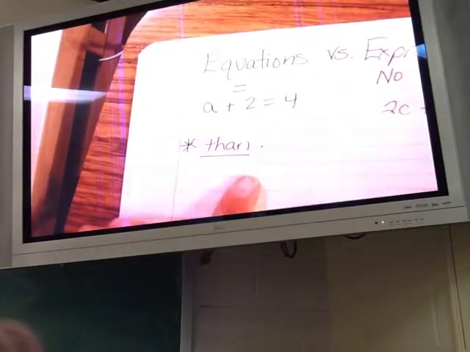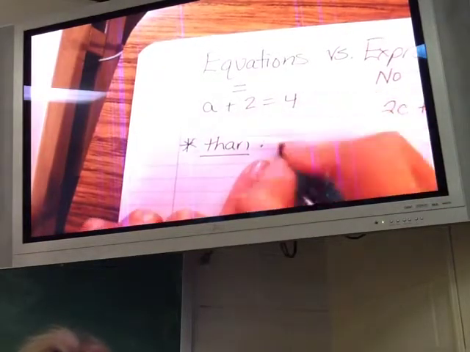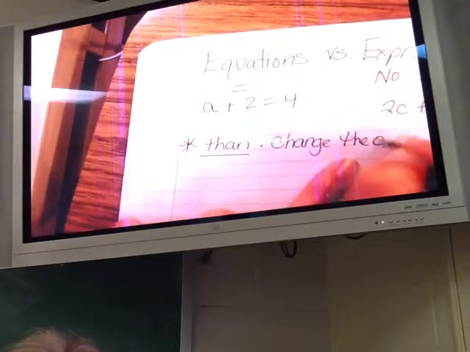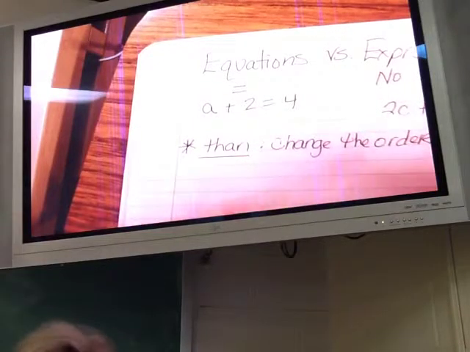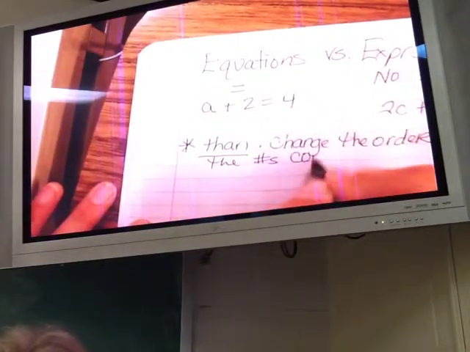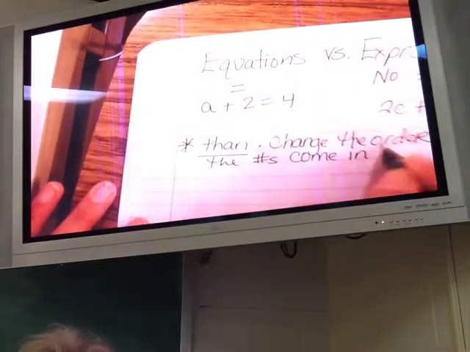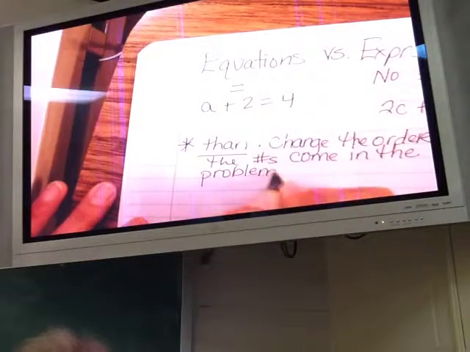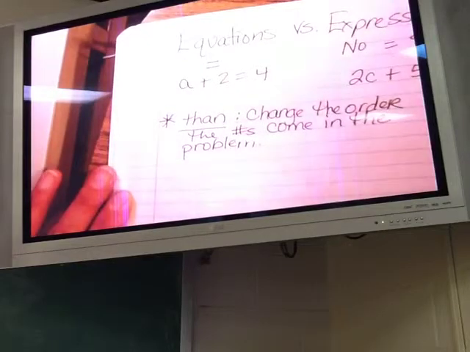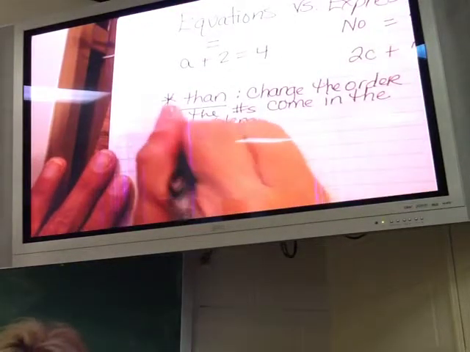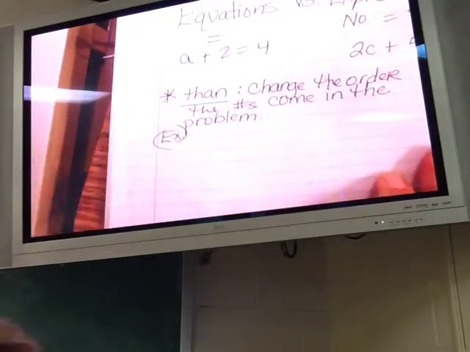When you see the word "than," okay, you will want to change the order the numbers come in the problem. That'll make more sense when you see an example. Change the order the numbers come in the problem. All right, let's look at an example. And this is what your problems are going to look like tonight as we practice, okay?